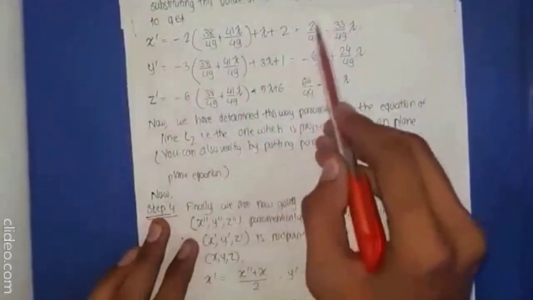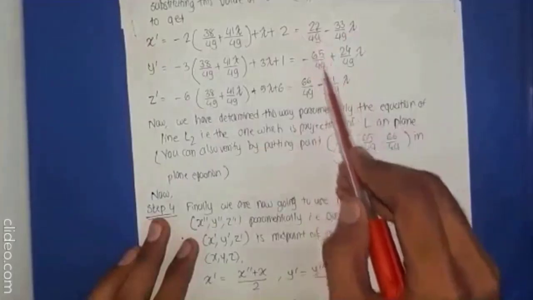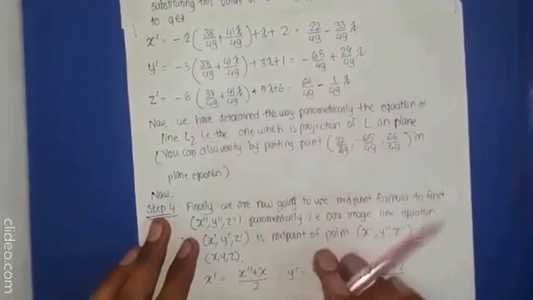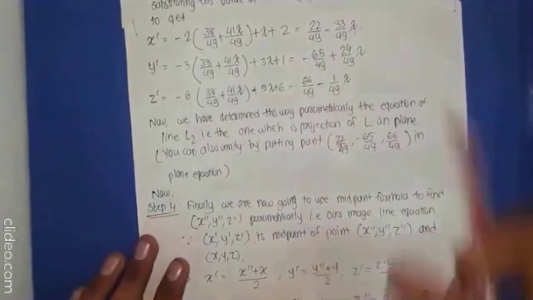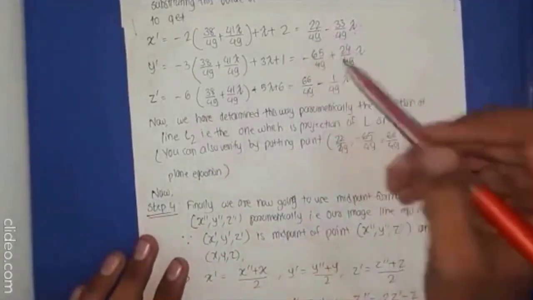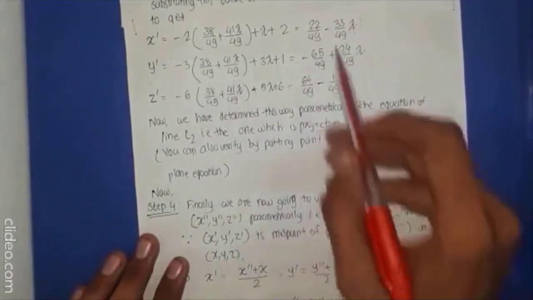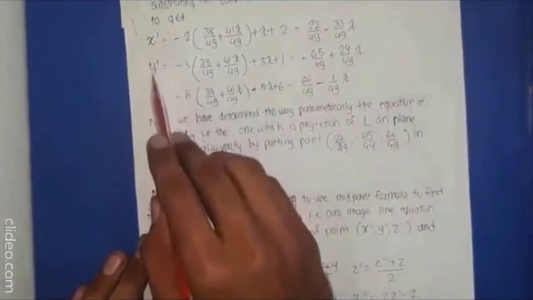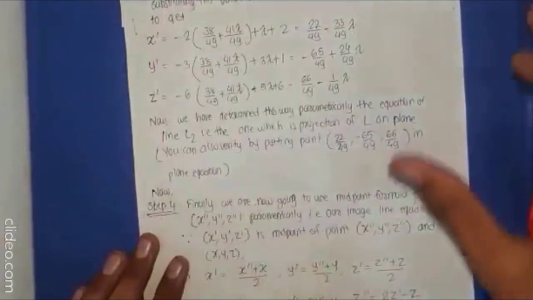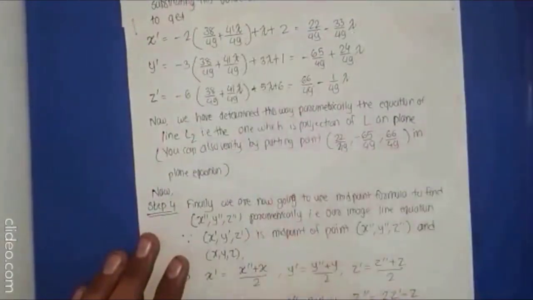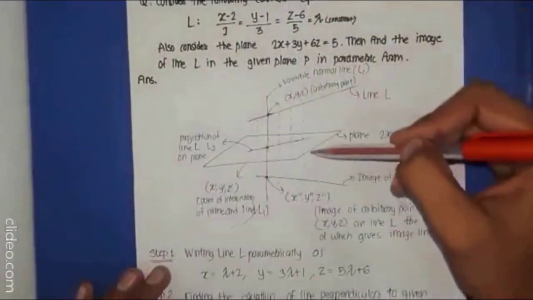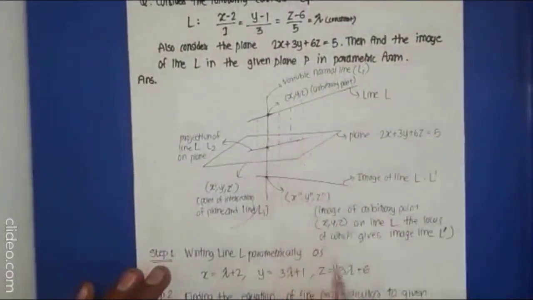After substitution you get constant quantities like 22 by 49, minus 64 by 49 and 66 by 49. If you substitute these values in your plane equation, this point lies in the plane, and that is the evidence that this line, defined parametrically, lies in the plane, which is the projection of our line L in this plane, that is line L2.